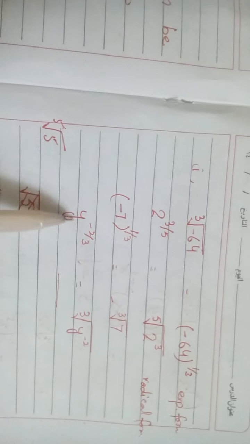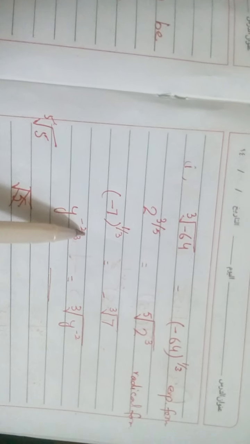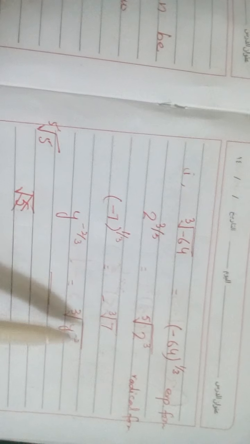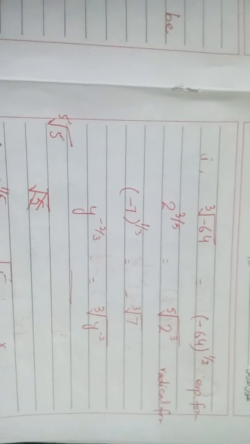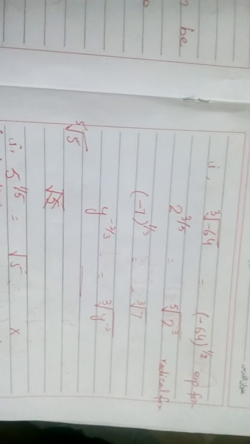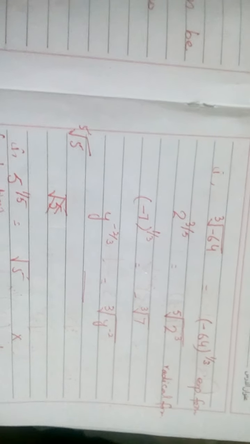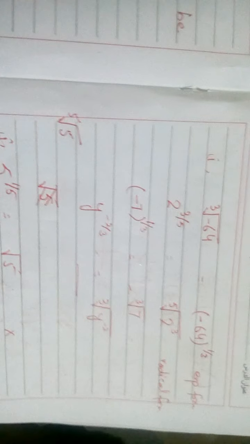Y raised to minus 2 by 3 becomes Y raised to minus 2 outside, square root of 3. Understand that? Question number 1, you complete this, okay? It's very easy. This is the radical form, change into exponential form. Here is the exponential form, we change into radical form. Here is also exponential, change into radical form. Question number 1, you do it yourself completely. Write it in your notebook, in your record book, okay?